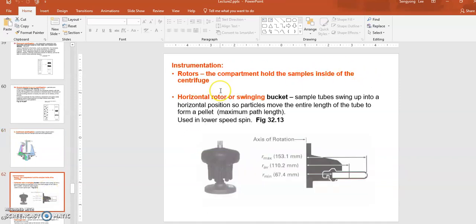And then the instrumentation within your centrifuge. Of course, the rotor is the most important part, where the sample will be loaded, right? Rotors come in different shapes. They may come as a horizontal rotor or swinging bucket type. The sample can be hanging here, and when it spins, it swings around by a 90-degree angle. So that's a horizontal rotor or swinging bucket design. It swings and moves like that.